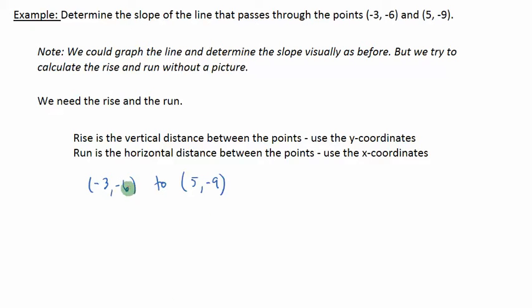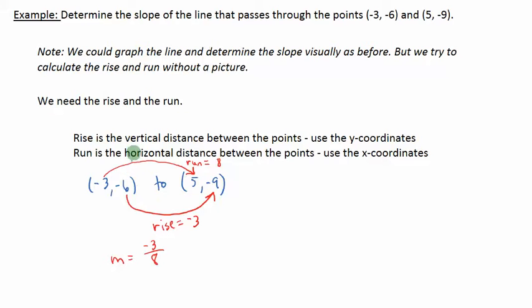To calculate my rise, I use my y values. So I'd be traveling from this y value of -6 to this y value of -9. Well, -9 is below -6, so my rise would be down 3, or -3. And then my run, if I travel from where x is -3 to where x is +5, that would be going from left to right. So that's the positive direction. So the run would be +8, because -3 and 5 are 8 units apart. So my slope here would be rise over run, which is -3/8.